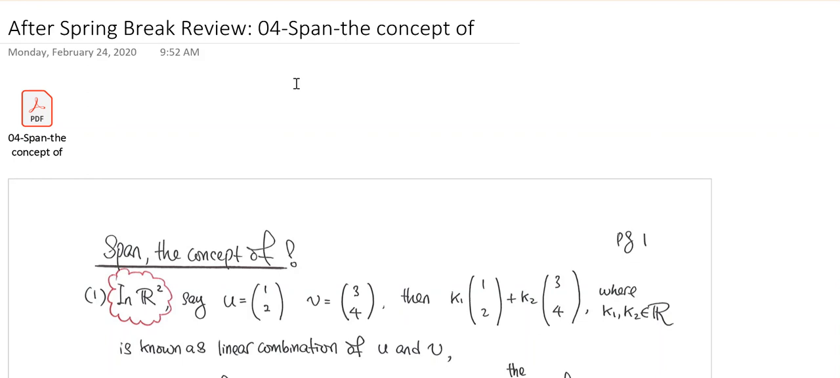So some of the material here will be review of the important concepts that we learned before spring break. Because this is just a review, we're going to go quickly and we're not looking at all the examples in detail. We will be following the notes that you will find on Blackboard, and these are also the notes that I printed out for you before spring break. So let's get started by looking at the concept of span.